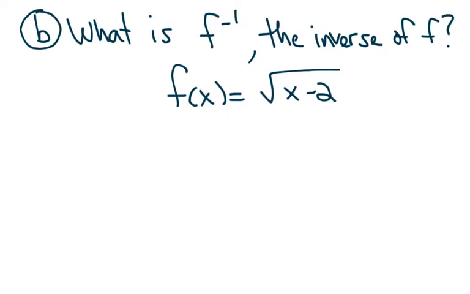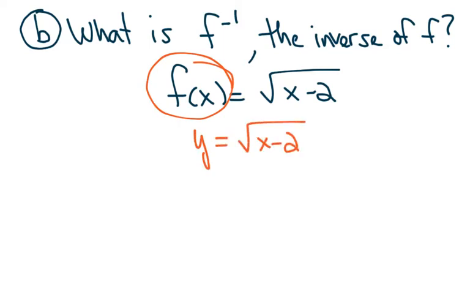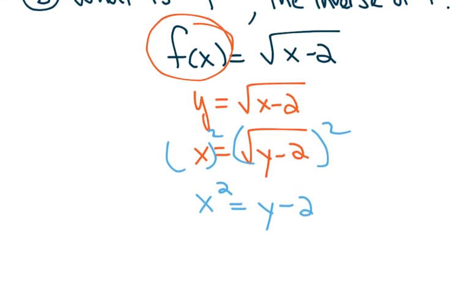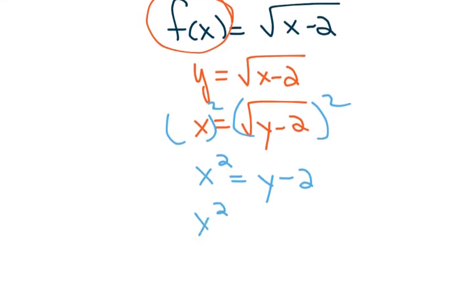In part B, we want to determine what the inverse of f is. So if the original function is f of x is equal to the square root of x minus 2, in order to find the inverse, we're going to switch x and y. Remember that f of x is the same thing as y. So we're going to start by flip-flopping x and y, and then we're going to solve this equation for y. Well, we got to get y out from the square root. To get rid of a square root, you have to square both sides. So now I've got x squared is equal to y minus 2. And the only other thing I need to do is add 2.